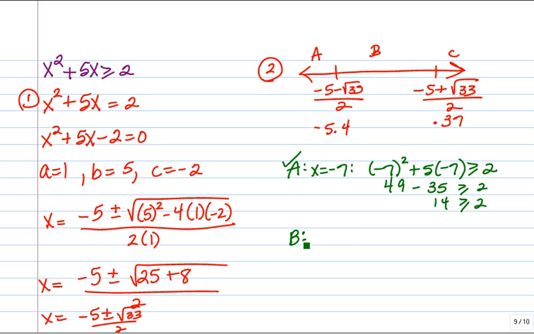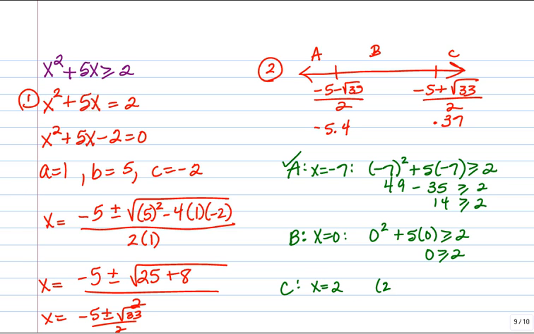What's the number out of region B? Between negative 5.4 and 0.37, 0, my favorite number, right? Especially for this. Is 0 squared plus 5 times 0 greater than or equal to 2? Nope, that's 0, which is not greater than or equal to 2. Are you noticing a pattern? False, true, false, true, false, true, right? Alternating. Region C, a number larger than 0.37, so if you want to say 2.